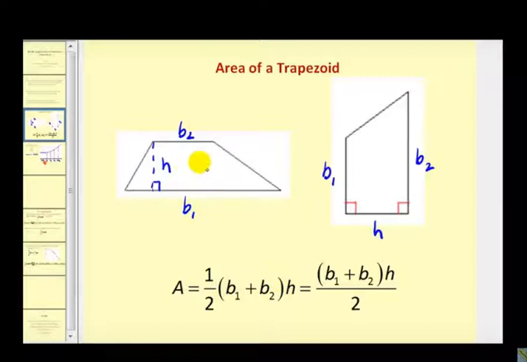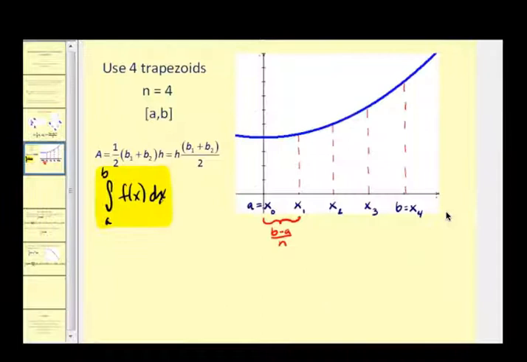However, we're going to be using right trapezoids, which means we have 2 right angles. The trapezoid will also be rotated from what we're used to seeing. So this will be base 1 and base 2, which are our a and b. And the height would be the length of this side here.